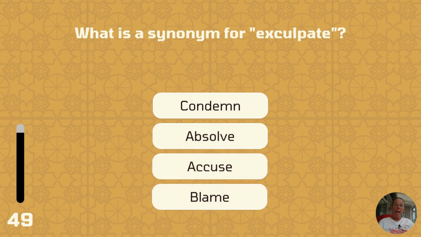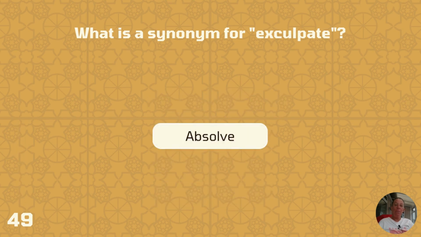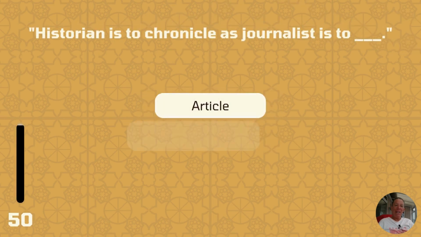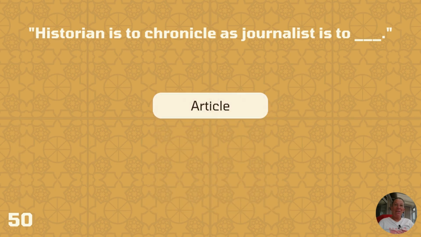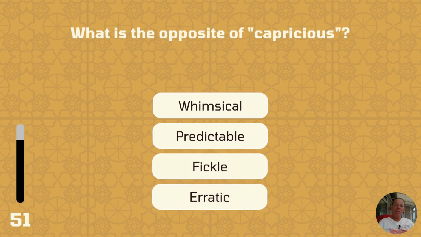What is a synonym for exculpate? Modern, condemn, absolve, accuse, or blame? Exculpate and absolve. Historian is to chronicle, as journalist is to article, novel, archive, or diary. Article. What is the opposite of capricious? Whimsical, predictable, fickle, or erratic? Predictable.